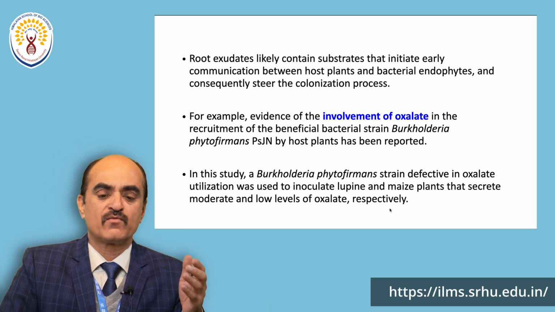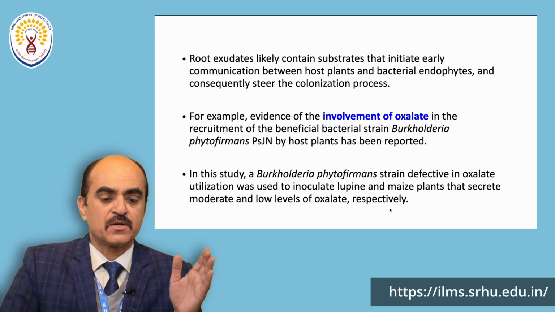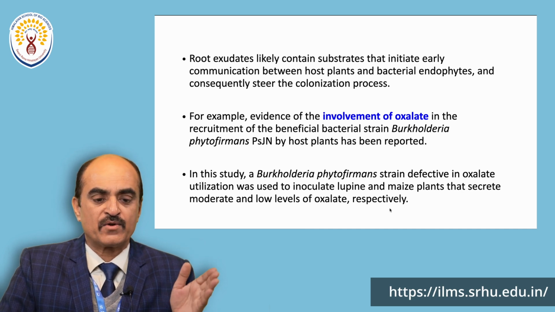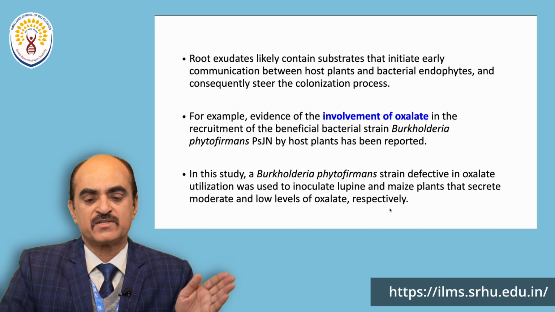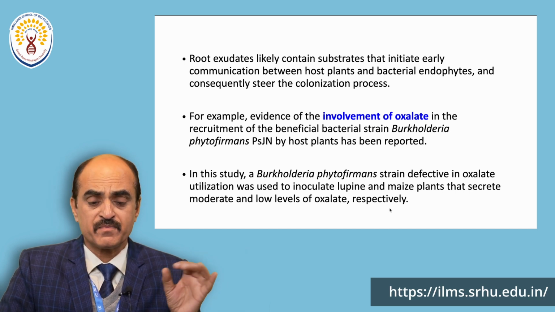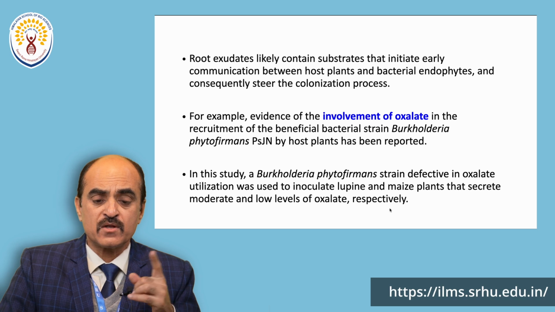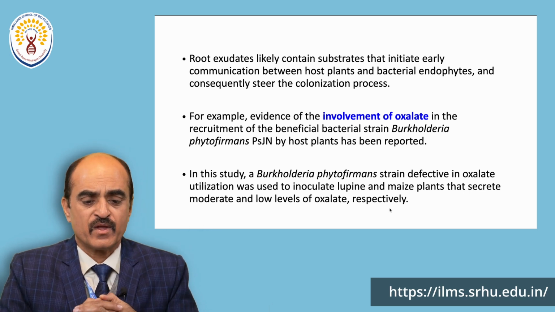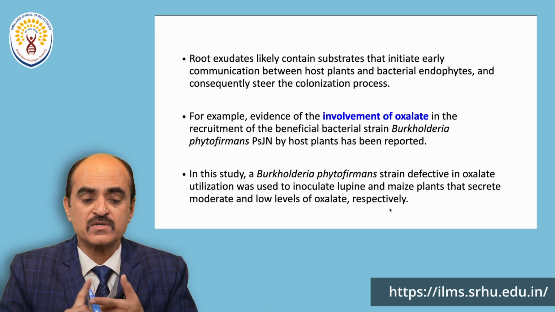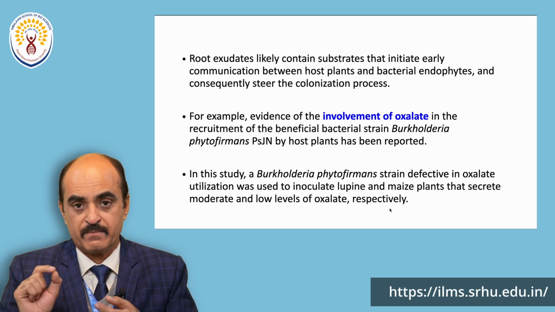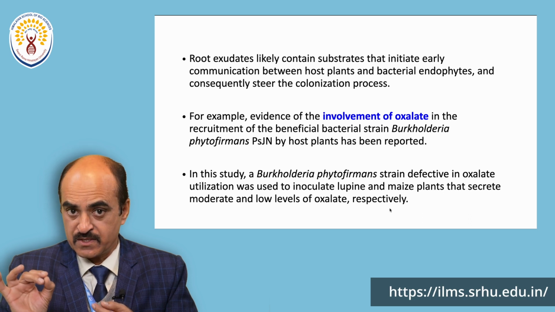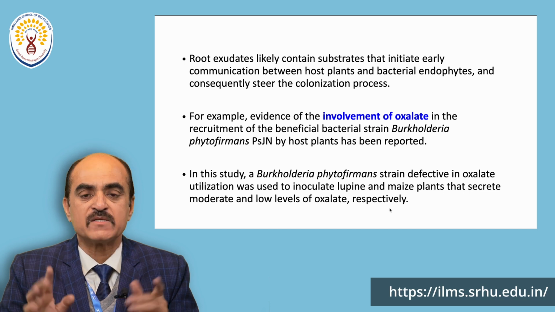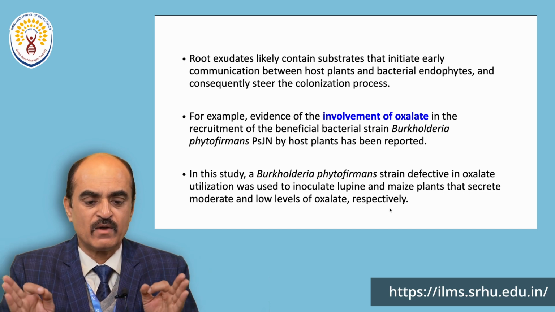For example, evidence of the involvement of oxalate, this chemical, in the recruitment of the bacterial strain Burkholderia phytofirmans PsJN by host plants has been reported. So, it means that oxalate plays a role in the recruitment of Burkholderia species. In a study conducted by scientists, this phytofirmans strain, defective in oxalate utilization, meaning the bacteria was not able to utilize oxalate produced by the plant, was used to inoculate lupine and maize plants that secrete moderate and low levels of oxalate.